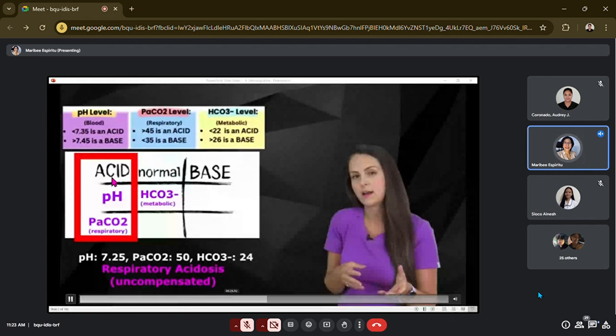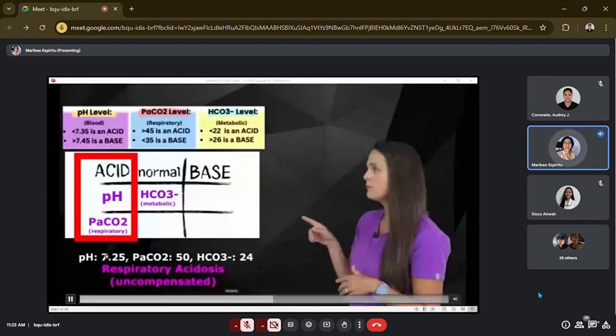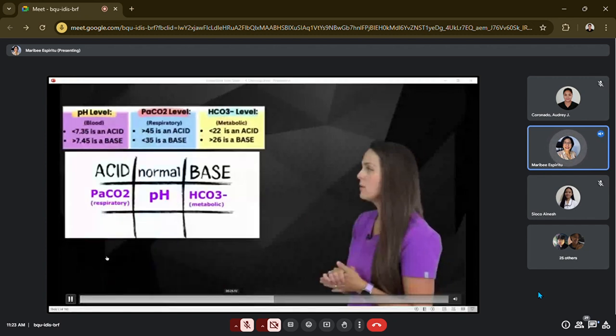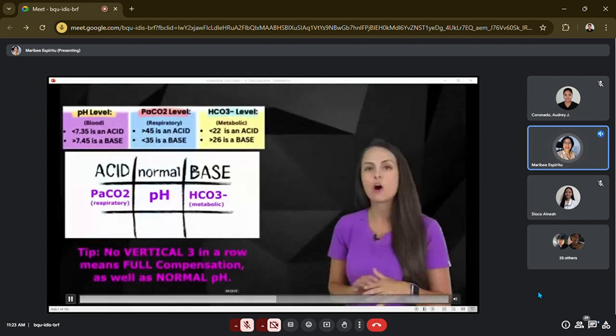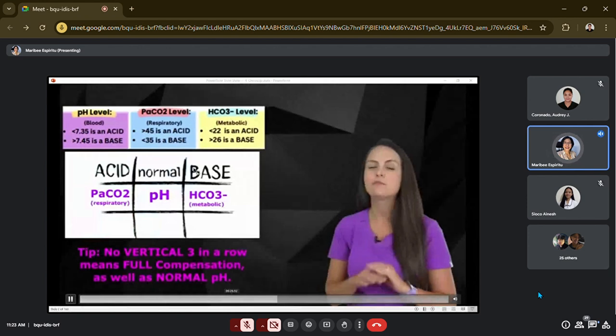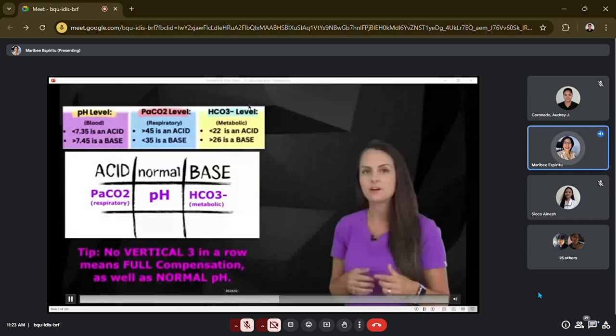Let's say that whenever we did this tic-tac-toe, we didn't have a vertical 3 in a row, because that sometimes happens. When that happens, it automatically tips you off that you have full compensation, and I'm going to go into more detail about that when we solve those problems. So if you don't have a vertical 3 in a row and your pH is normal, you can know that you do have full compensation.